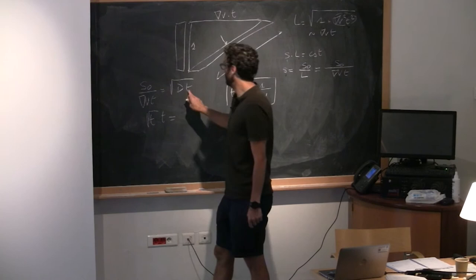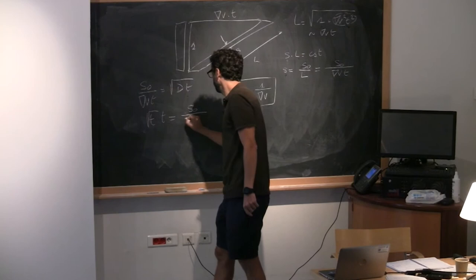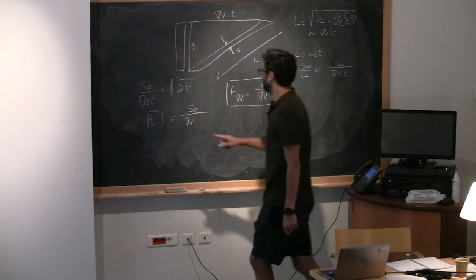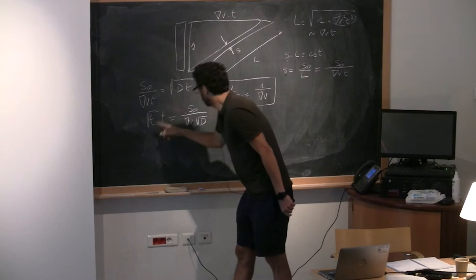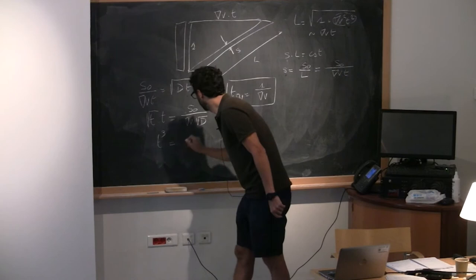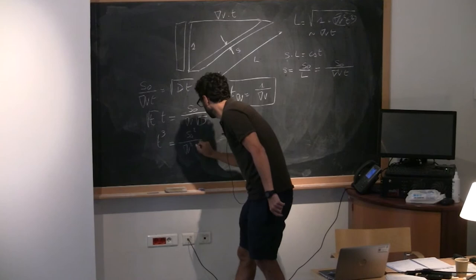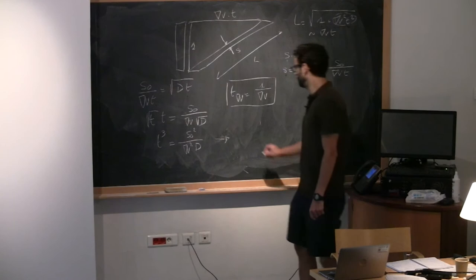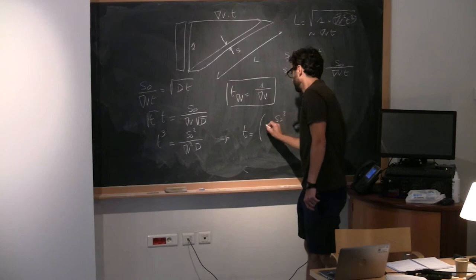Square root of t times t on one side, and on the other side, S0 over grad V times square root of D. Then I raise everything to the power of 2. So I have t cubed equal to S0 squared over grad V squared, times D. So the mixing time, which is the time at equilibrium, is equal to S0 squared over grad V squared D, to the 1/3.